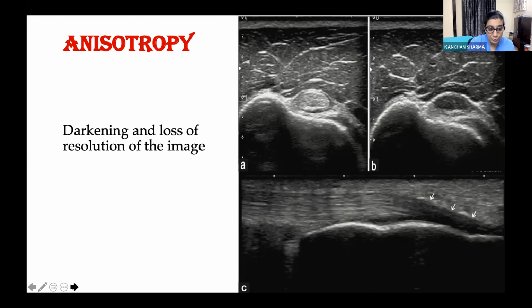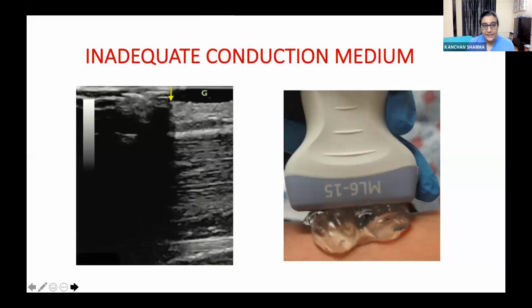So that is anisotropy. Second thing, always apply a good amount of gel, because we have already learned that sound waves want some medium to propagate. If you are not giving them a medium, the sound wave is not going to propagate and you are going to get an image like this.